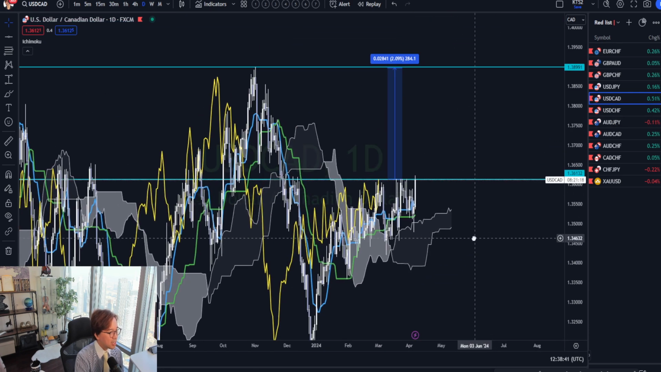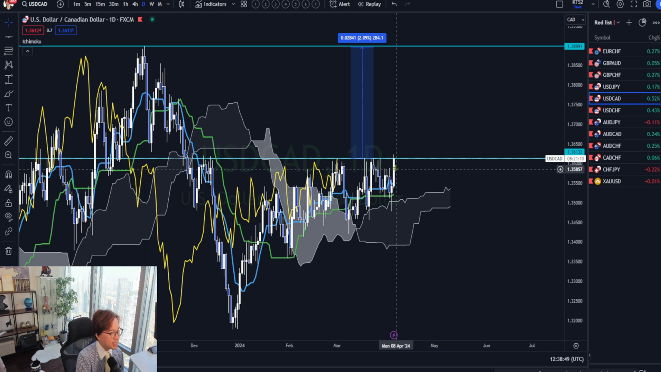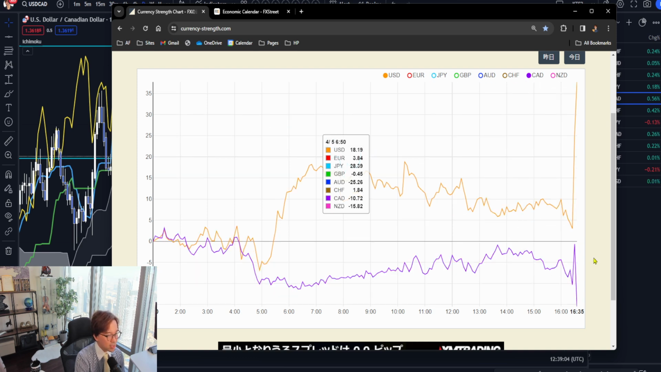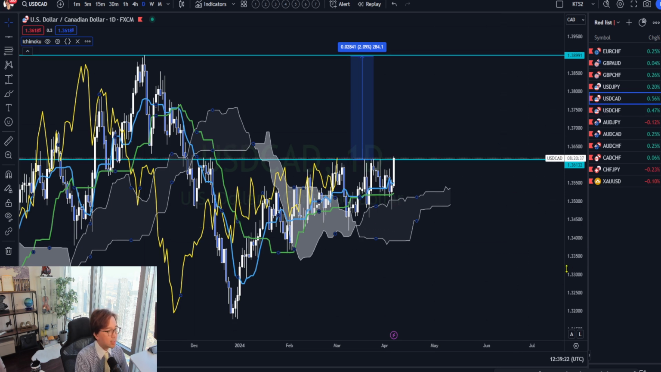USD/CAD. Okay, USD/CAD, I have been waiting for the breakout of the resistance, and it looks like the news fueled it. The news has been supporting the breakout, and it's about to break. So let's see again the strength chart. USD was bought as we saw earlier, and CAD was sold, right? USD is bought, CAD is sold, and this pair, USD/CAD, became bullish after the news. That's why it's breaking that resistance.